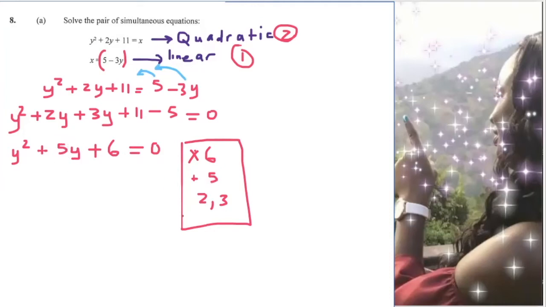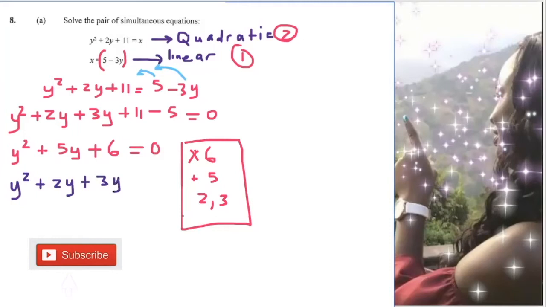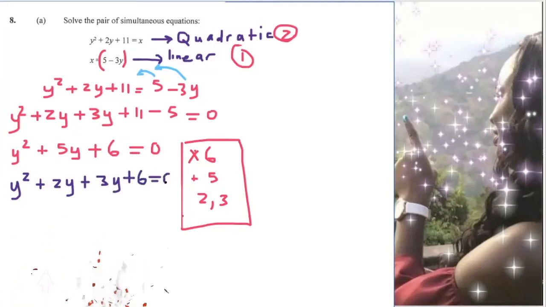Now I'm going to replace the center. So I have y squared plus 2y plus 3y plus 6 equal 0. So we replace the center with the factors and we attach a y to it. We haven't changed what the center is saying because 2y plus 3y gives us 5y.